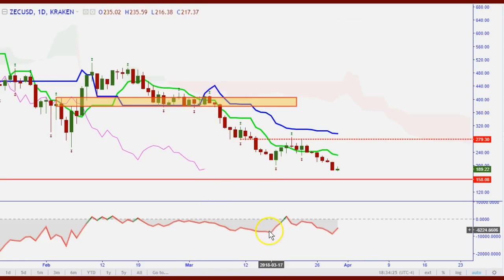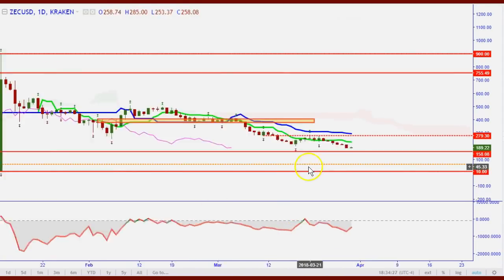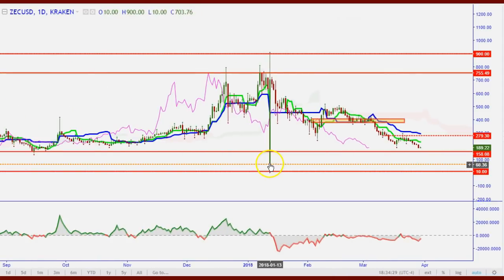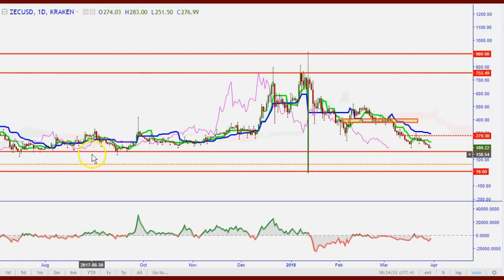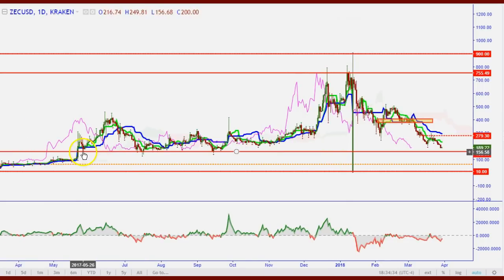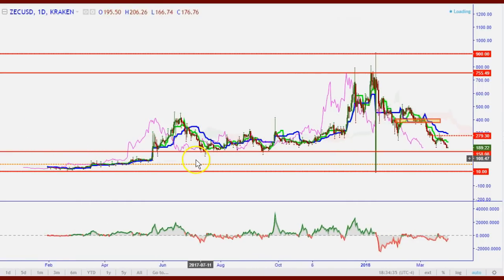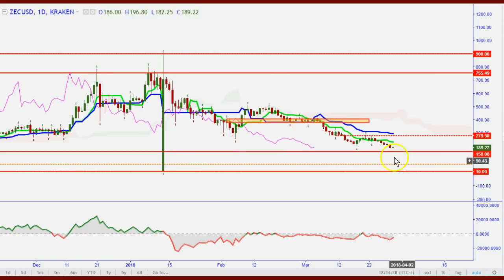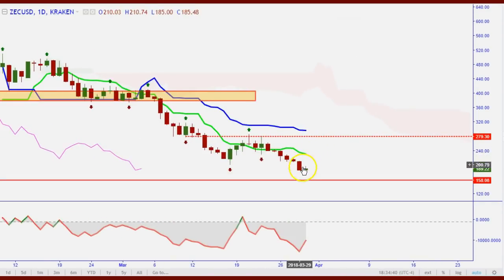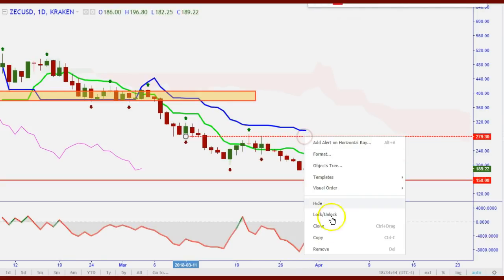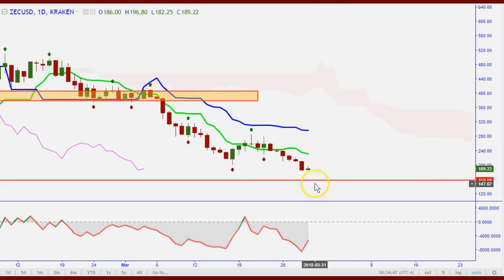Maybe a pullback here, but I think we still got to see this thing fight. It's probably going to fight to this level. Not sure how strong. Yeah, that's a strong level because look at the support there, support here, support here. So probably going to see this thing drop even more. I don't think you'll see the pullback yet. You might get a slight pullback, but I don't think you'll get anything big enough to look at for this to move to the upside yet.